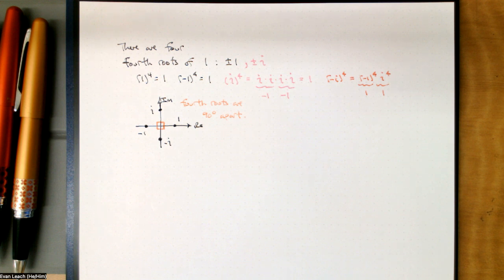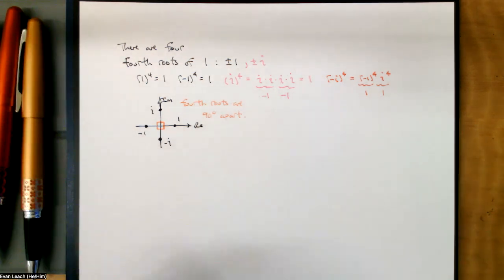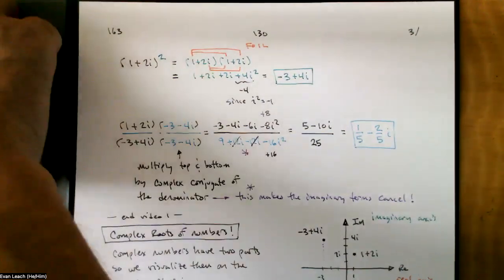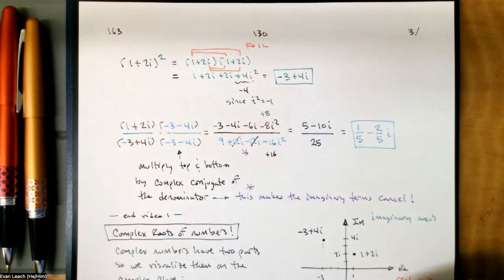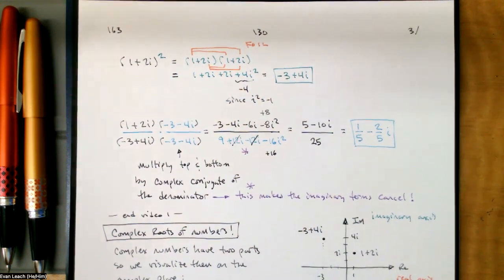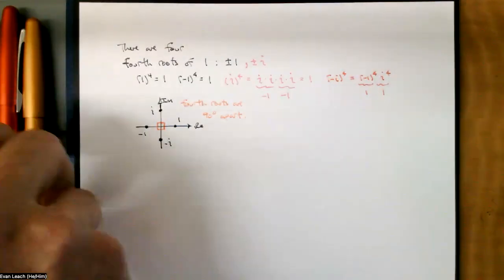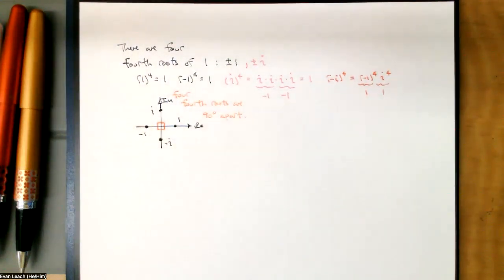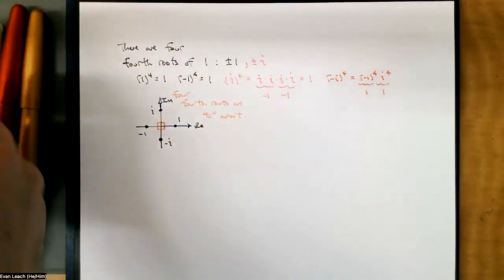We want to notice that the fourth roots are 90 degrees apart. The square roots, there were 2 of them. The 2 square roots are 180 degrees apart. The 4 fourth roots are 90 degrees apart. So now I want to split the difference.